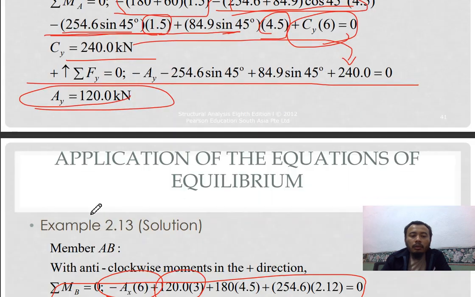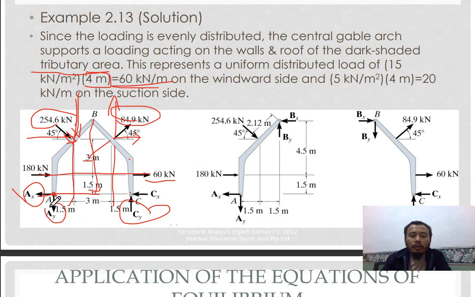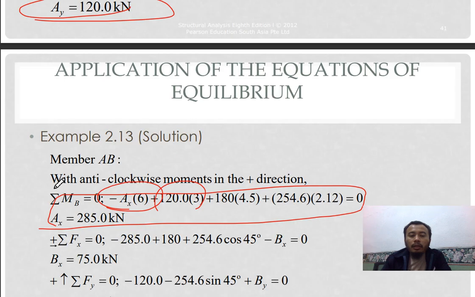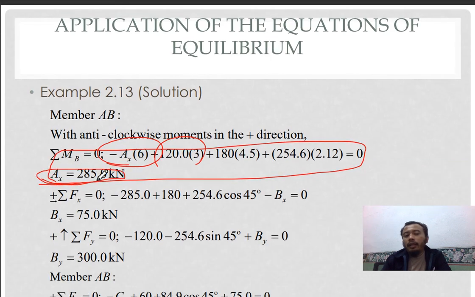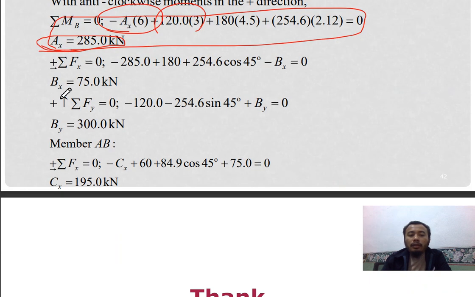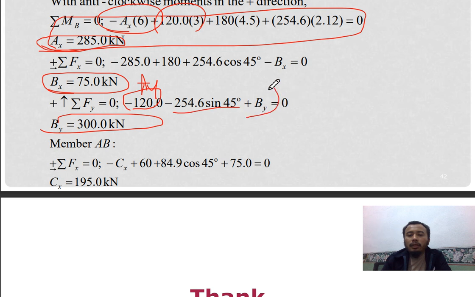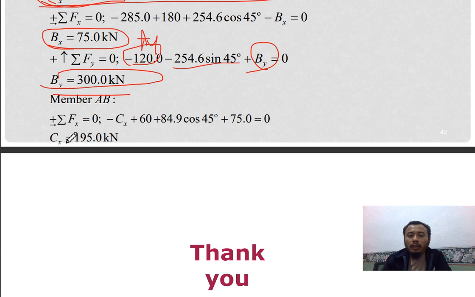Oh, actually the 120 is AY. AY times 3 meters, moment at B. So you get your AX. Okay, so you solve AX, you get BX. So you solve for vertical FY. So this is your AY, this is your external forces, and this is your BY. So you get BY. And then solve for AB because you want to get CX.